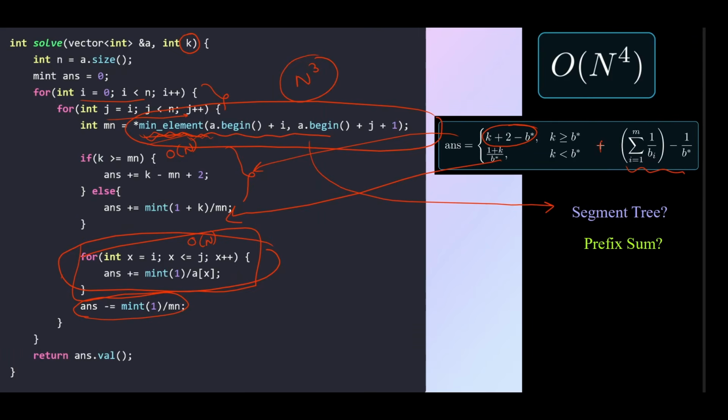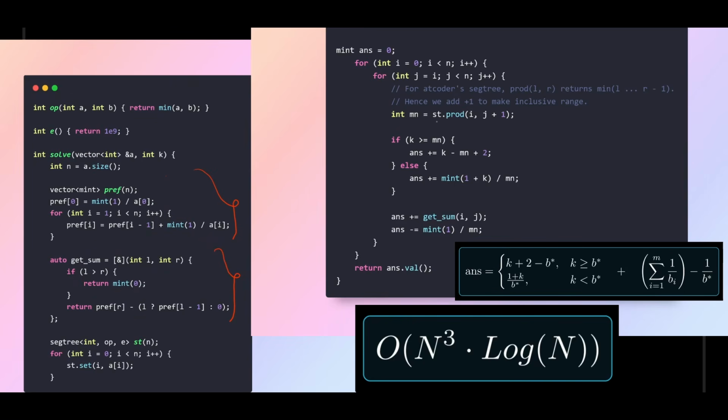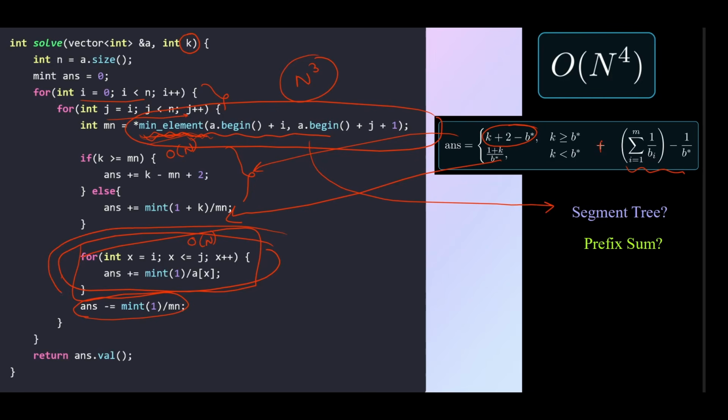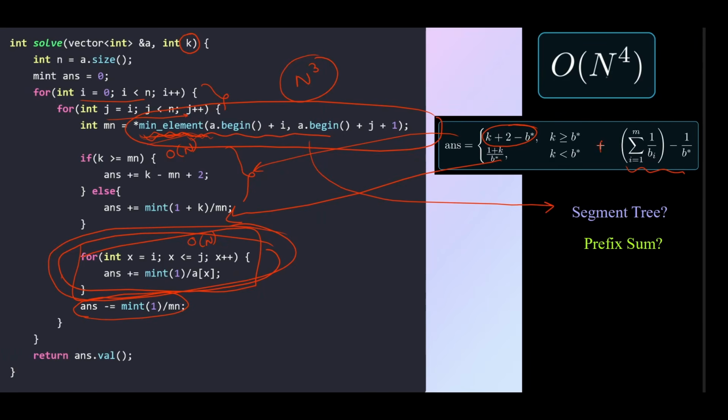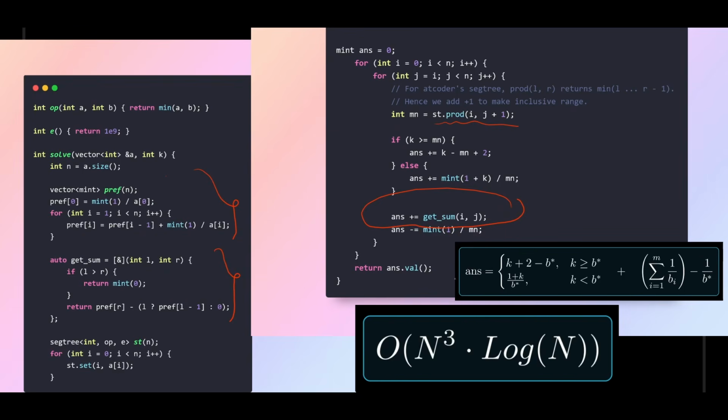And then all I did was replace this min element call with the O of log n call from the AtCoder library. And then I replaced this O of n call to get the sum with the O of 1 call that I just added to get the prefix sum. So this is our first optimization that we have made. We jumped from O of n to the power 4 to O of n cube log n. But can we optimize it any further?